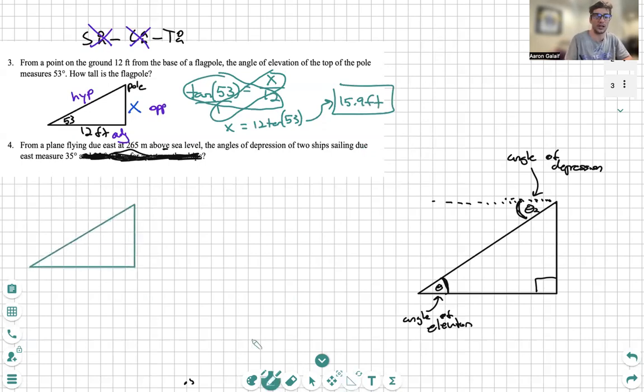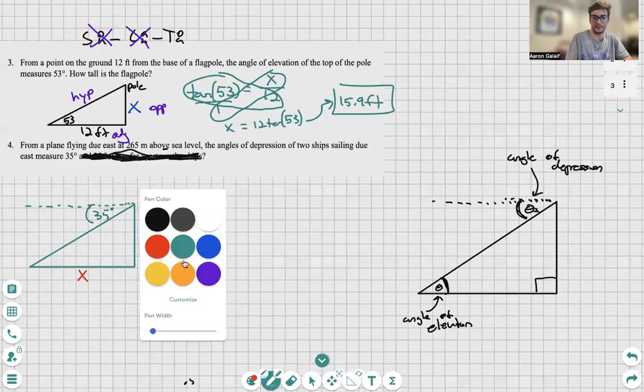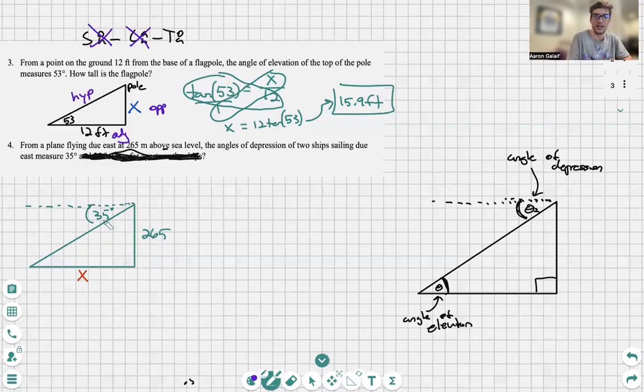So this one is talking about an angle of depression. We know the height of the airplane is 265 meters. We know the angle of depression to a ship below is 35 degrees. We want to find how far we are from the ship. Well, all I need to do is take that angle of depression and rewrite it as an angle of elevation because they are equal to one another.